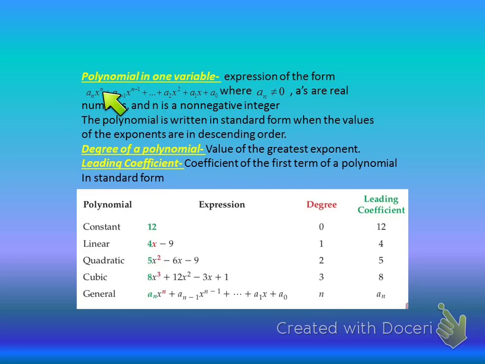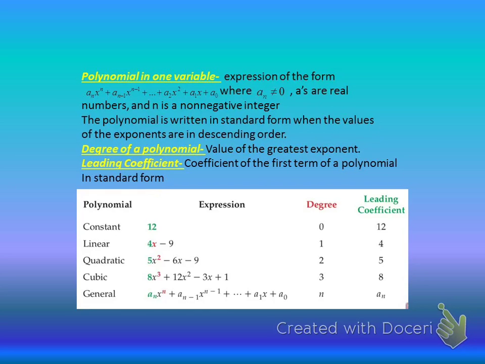So let's say n is 5. This would be x to the 5th. The next one would be x to the 4th, x cubed, x squared, x none. Just like your homework from last night. All of those that you divided were examples of polynomials in one variable. So if you're confused about that, that's all you need to think about. Think about your 5.2 homework.